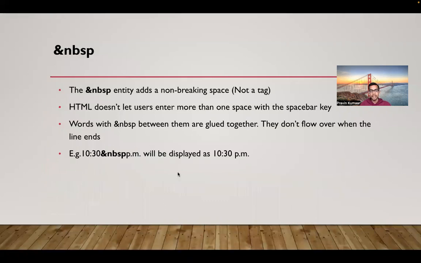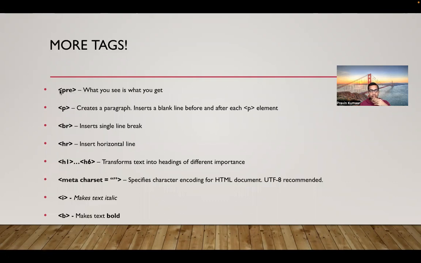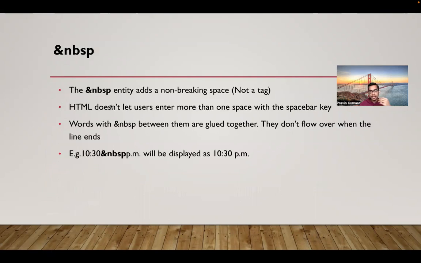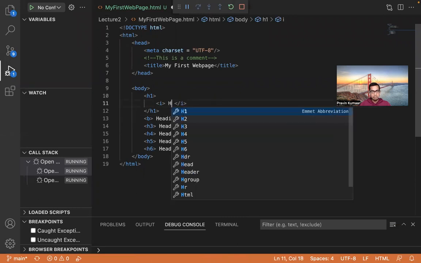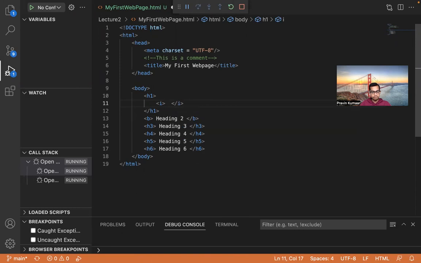Let's move on to NBSP. So NBSP adds a non-breaking space. It is not a tag. So tags are enclosed by the greater than and less than symbols, as you see here. Every tag has that. And NBSP is not a tag. It's an entity. So entities, I'll first show you what NBSP does so that you guys understand. Let's say 10 p.m. for example. 10 ampersand NBSP PM.